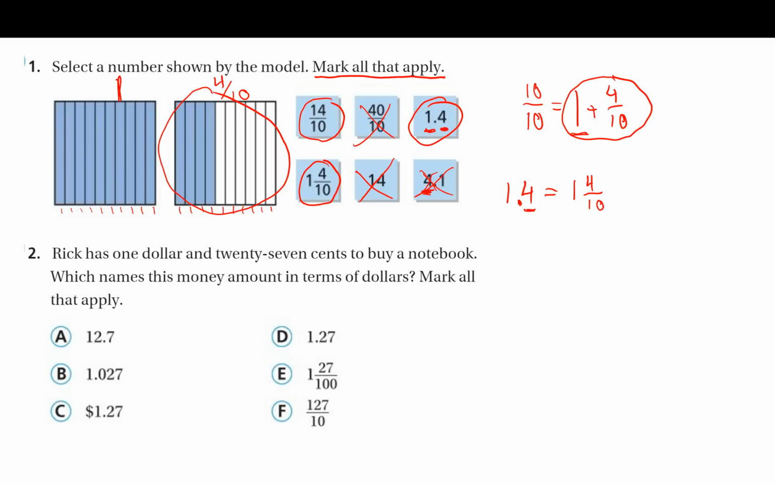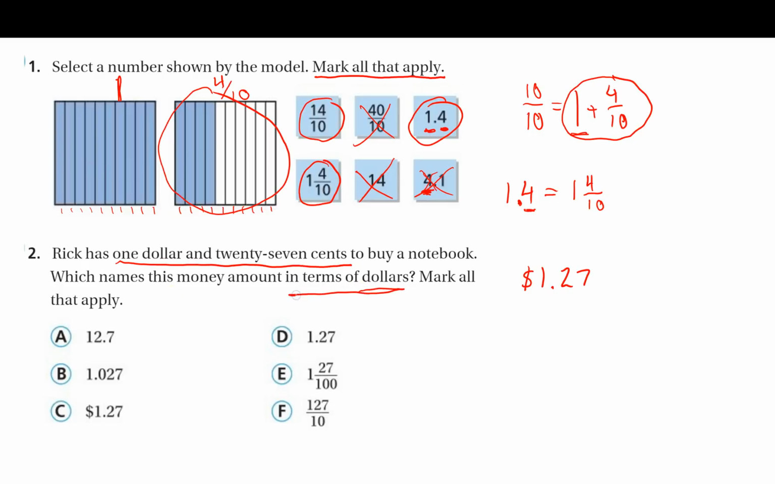Rick has $1.27. And before I even go any further, I'm going to write that out. Sorry about that. I may need to get a new microphone. My mic seems to be going out too often on me. All right. So $1.27 to buy a notebook. Which names this money amount in terms of dollars? In terms of dollars. And then again, we have a mark all that apply.